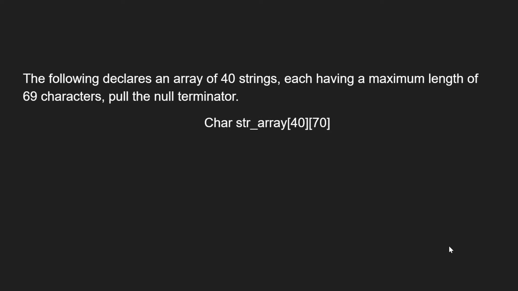In the following example, we declare an array of 40 strings, and each of those 40 strings is going to have a maximum of 69 characters plus the null terminator, as we can see here. So this is the first element, an array of 40 strings, and then we've got 69 here as the maximum length in the second part of the 2D array.